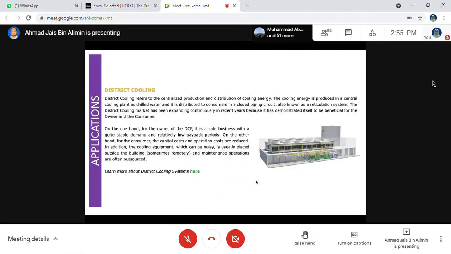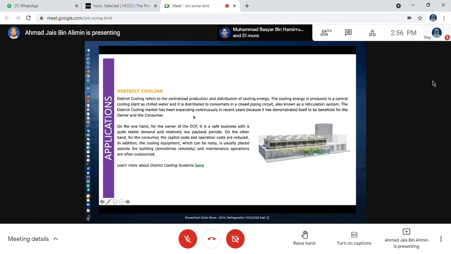Cooling, another example, district cooling, where you use a centralized system, a centralized cooling plant, and you only distribute the chill water using a closed circuit, or the name of it is called the reticulation system. And why it is becoming attractive, because you concentrate everything on a single provider, and then distribute the cooling load elsewhere according to the demand. So that's why we have district cooling as an example.